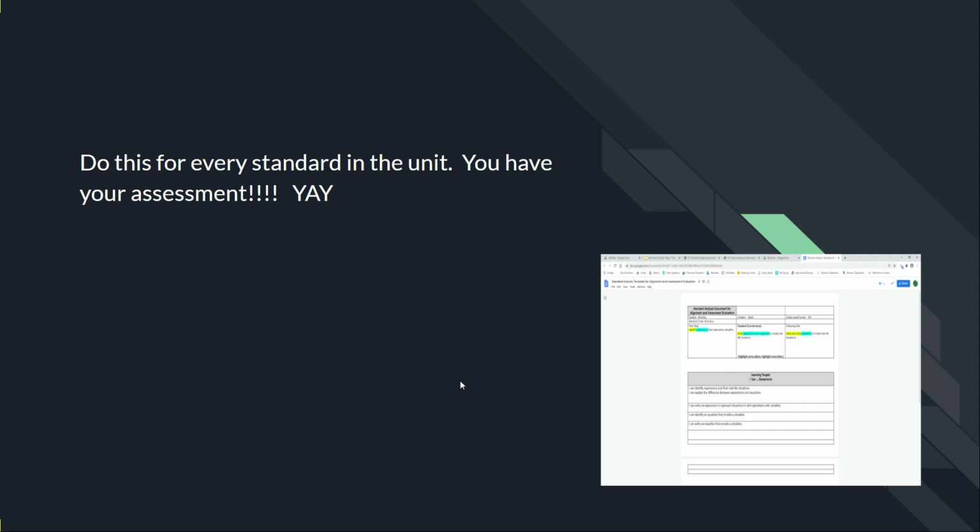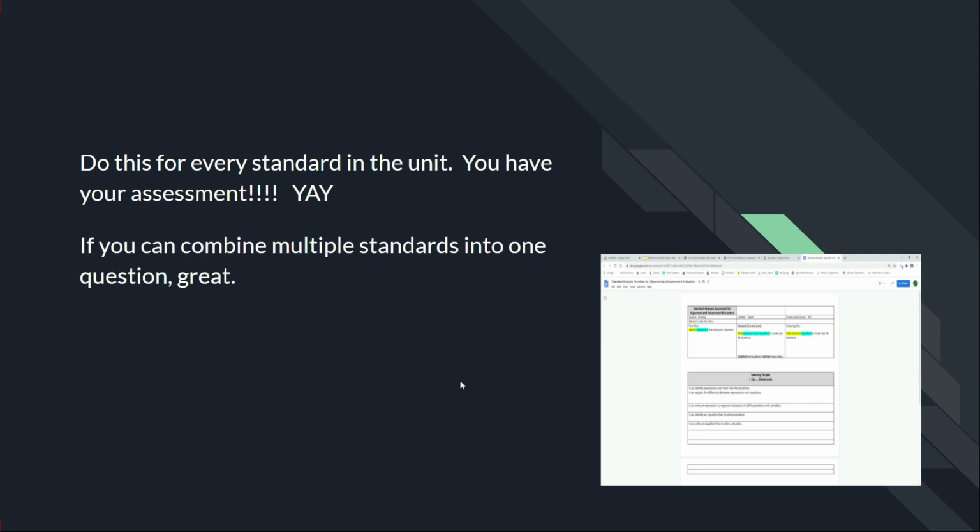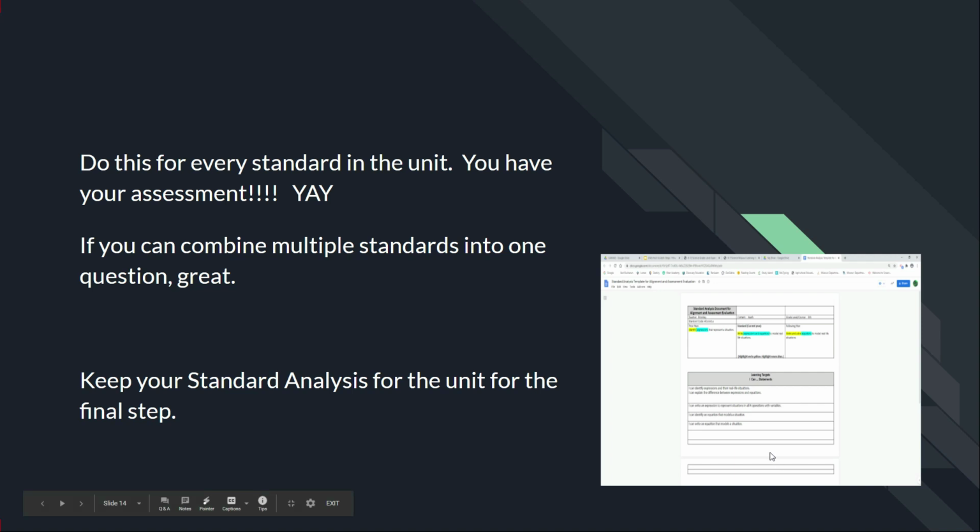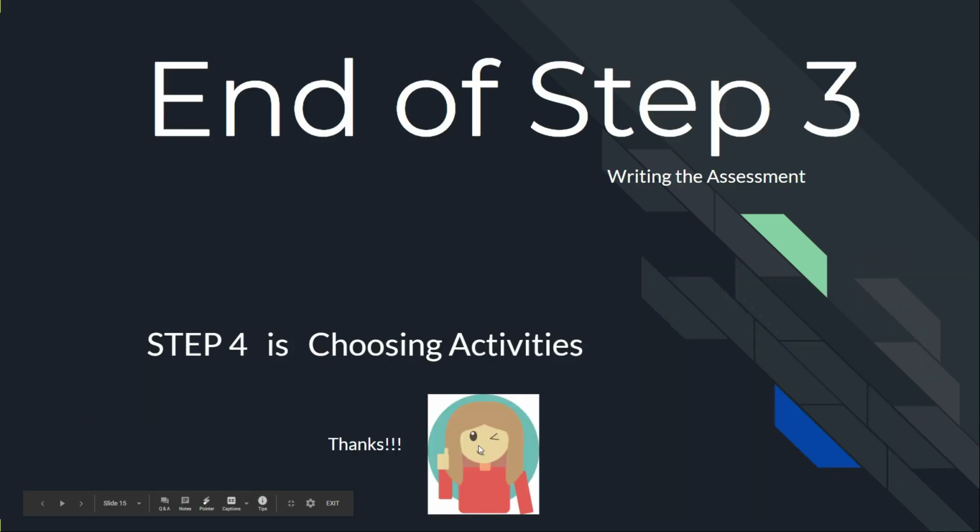So, all right, you're going to do this for every standard in the unit, and when you're done, you have your assessment. Yay! Yes, you can combine multiple standards into one question. That's awesome. If it all will go together in one big product, that's great. That's better yet, perhaps. And then you need to keep the standard analysis for the unit for the final step, because we're going to use it one more time in our last step. So this is the end of writing the assessment. Our last step is step 4, choosing our activities, and then our UOI and our whole unit will be done.